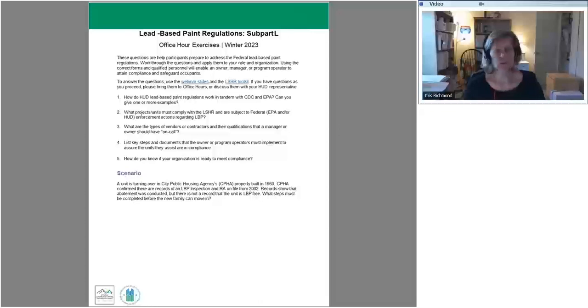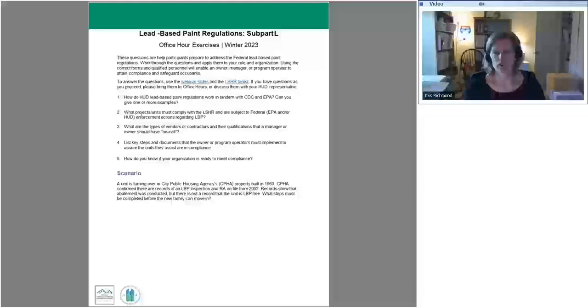All right, so let's go into our scenario. We have a unit that's turning over in the City Public Housing Agency, and the property was built in 1960. The City Public Housing Agency confirmed that there are records of a lead-based paint inspection and a risk assessment on file from 2002, and the records show that abatement was conducted, but there is not a record that the unit is lead-free. What steps must be completed before the new family can move in?